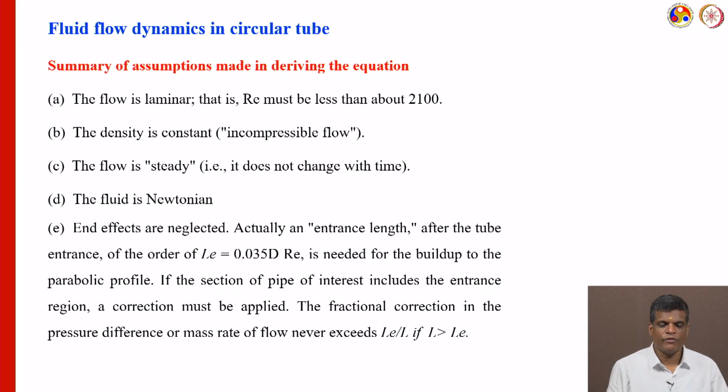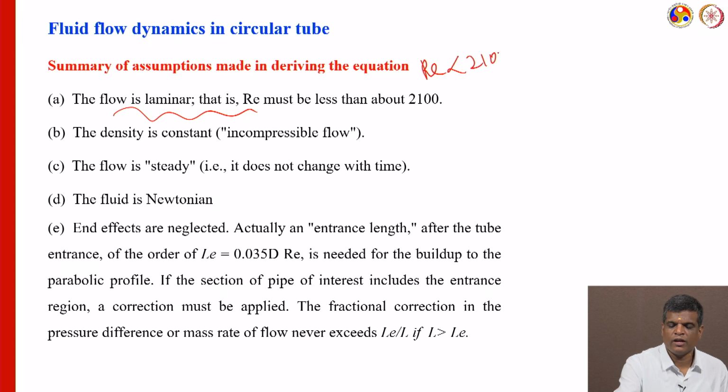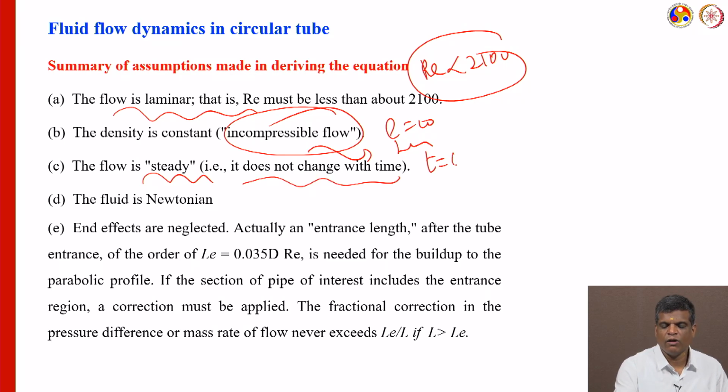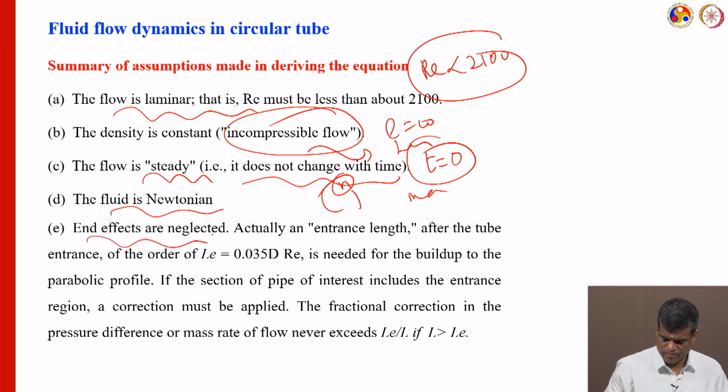The summary of the assumptions we made here: the flow is laminar, and the Reynolds number definitely should be less than 2100. The density is constant, only for incompressible flows; for the gas phase we cannot say the density is constant, it will definitely vary. So, only incompressible liquid phase. The flow is steady because it does not change with time, so the time derivative is always 0, independent of time. We also assume the fluid is Newtonian, then only we can solve it. If non-Newtonian, the power n will change and make it complicated. The end effects are also neglected.